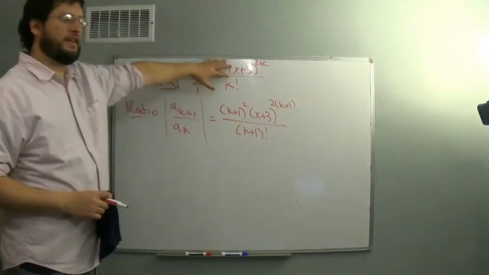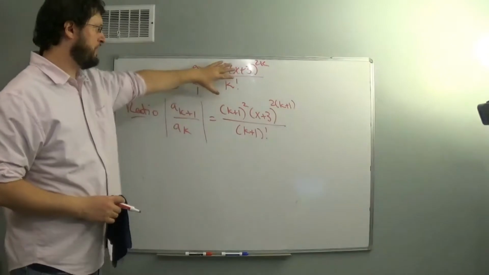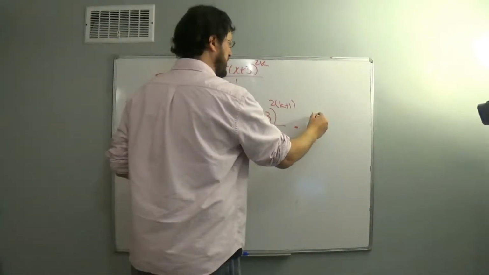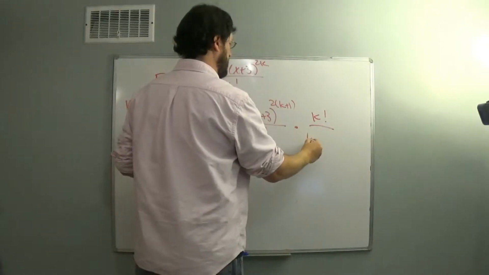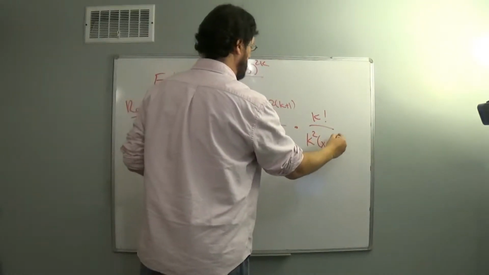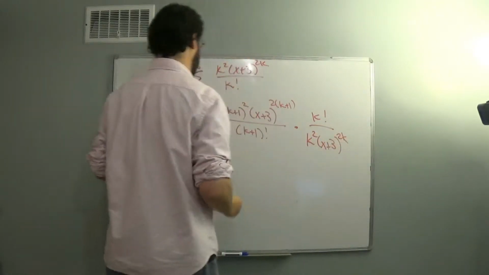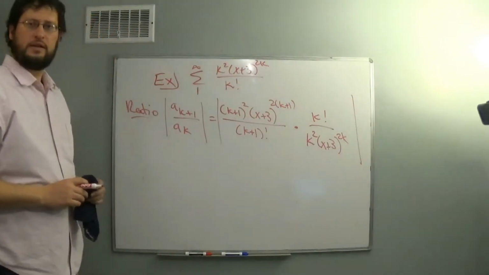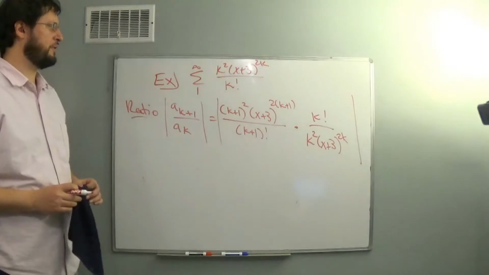We're dividing by this. If we're dividing by this, that's the same as multiplying by the reciprocal. So that's times k factorial over k squared (x plus 3) to the 2k. And we do need our absolute values. And then we're asking ourselves what can simplify.